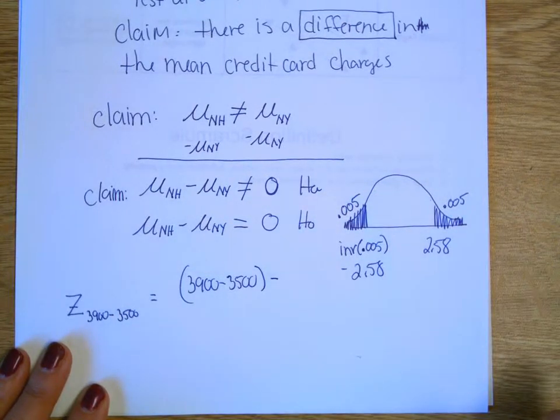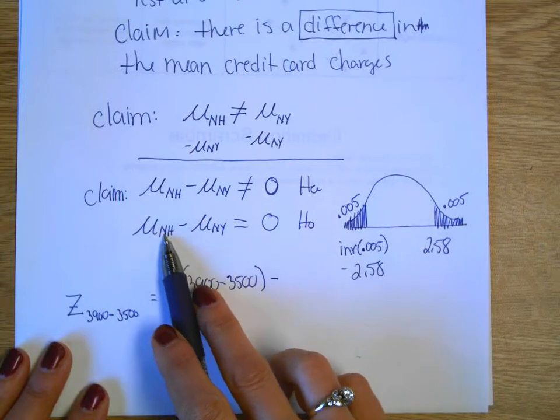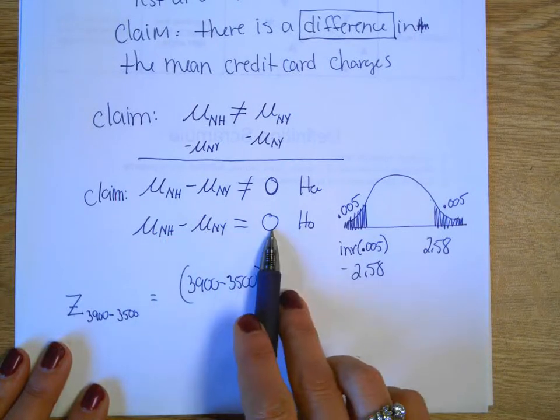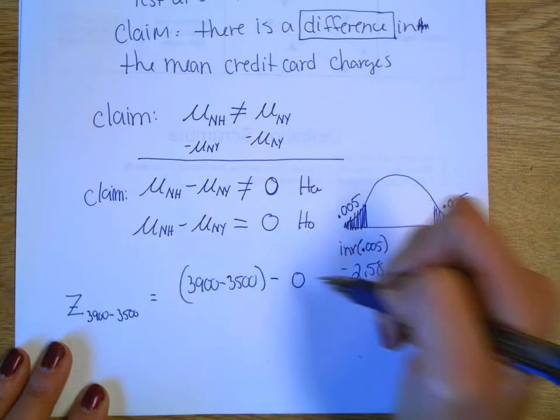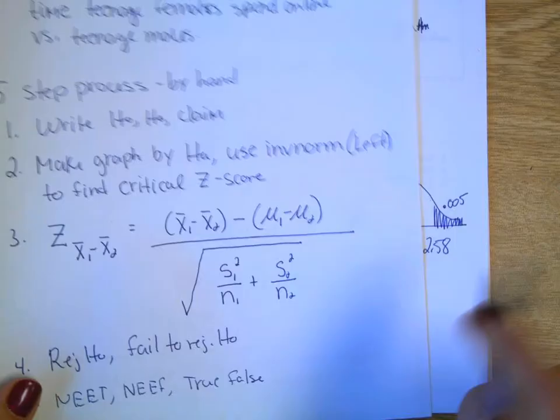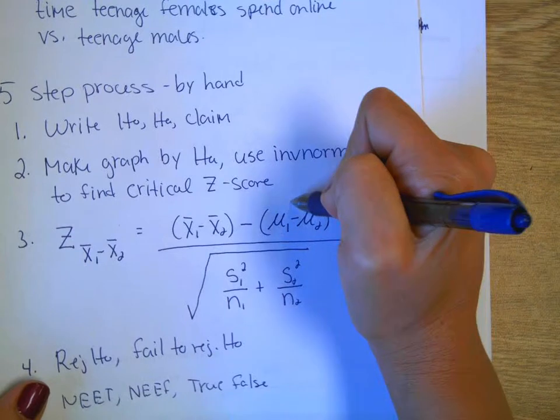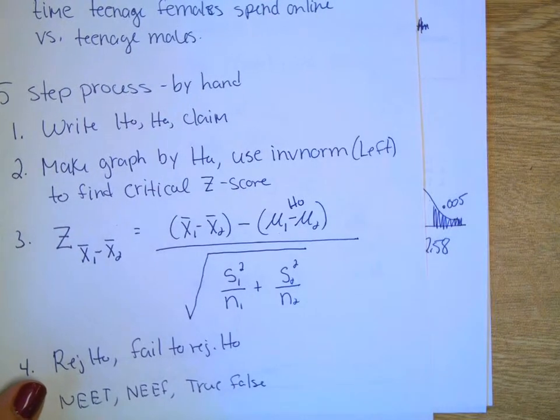And what's the difference between the two population means in the H0? We've got it right here. I said sample, but the population ones, the difference is 0. So 0 minus 0? Yep. So in my formula, right here, population mean 1 minus population mean 2, this is from the H0. I should probably put that here. It's from the H0.